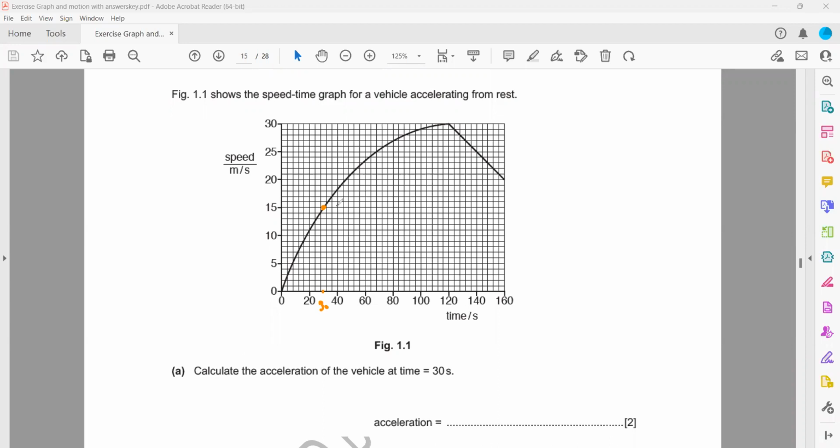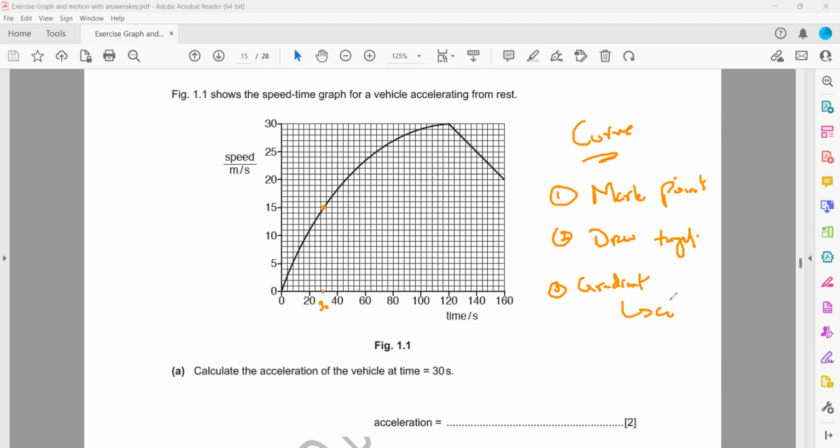Because it is a curve, whenever you have a curve and you need an acceleration, first thing we do is mark a point where we want the acceleration. The second thing, we will draw the tangent. And then the third thing, we will find the gradient of the tangent. That gradient will be equal to the acceleration for a speed time graph. So first we mark a point. So first thing is done.